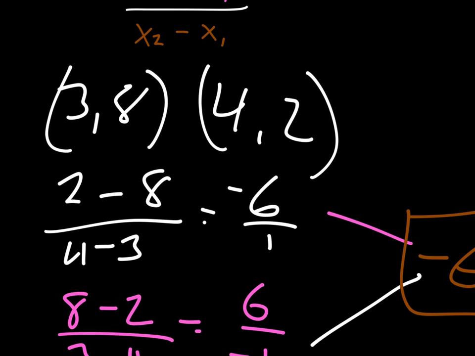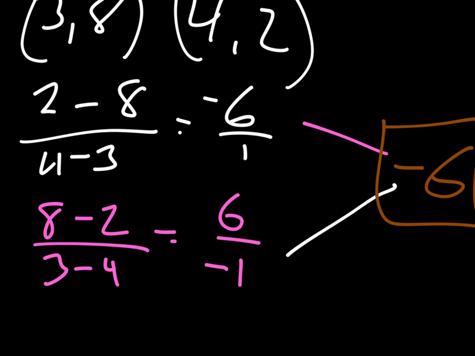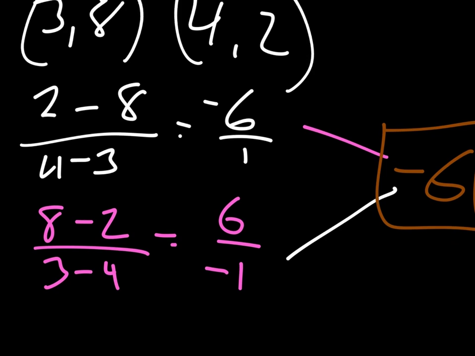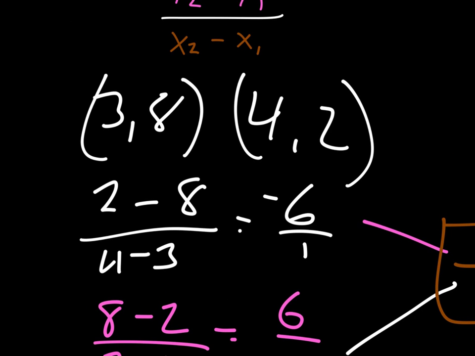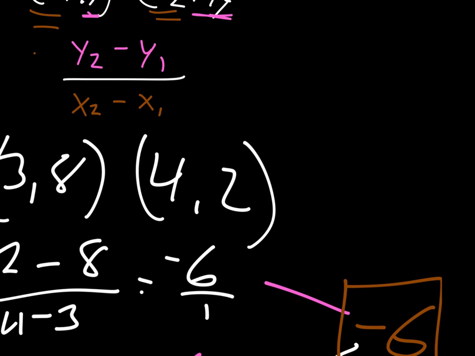So, whichever order they came in, we know that the slope is going to be negative 6, because either way, you will get a slope of negative 6. As long as you plug the y's into the numerator and the x's into the denominator, you will get the correct answer, okay?